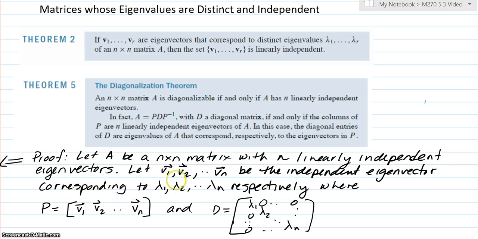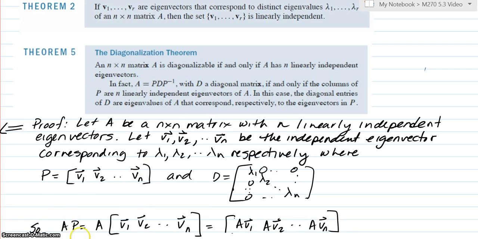I'm going to let v1, v2, through vn be the n independent eigenvectors corresponding to, let's call them, lambda 1, lambda 2 to lambda n, respectively, where P is the matrix of all those eigenvectors, and D is the diagonal matrix with the lambdas in the order of the eigenvectors, which is what we did with this theorem last time, because they did say right here that this is what it means for it to be diagonalized. D is a diagonal matrix, P is n linearly independent eigenvectors of A, where the diagonal entries are the eigenvalues of A corresponding respectively to the eigenvectors of P.